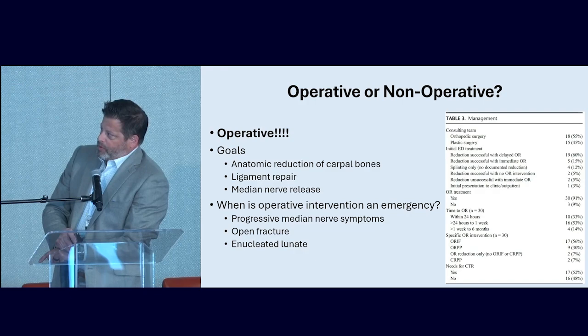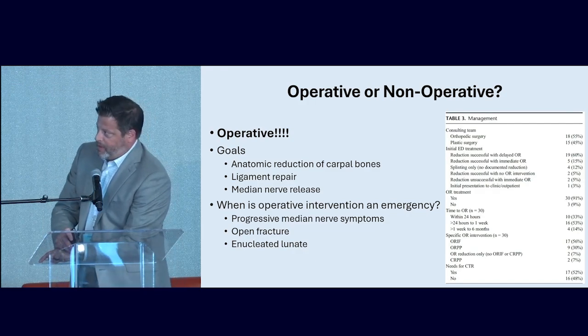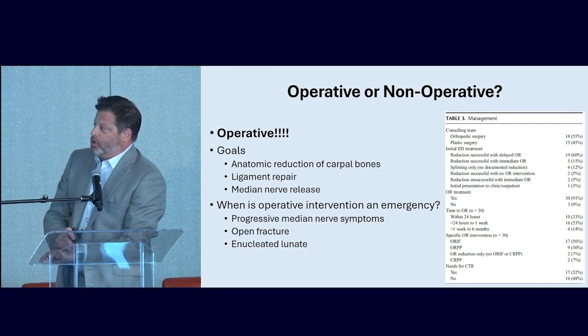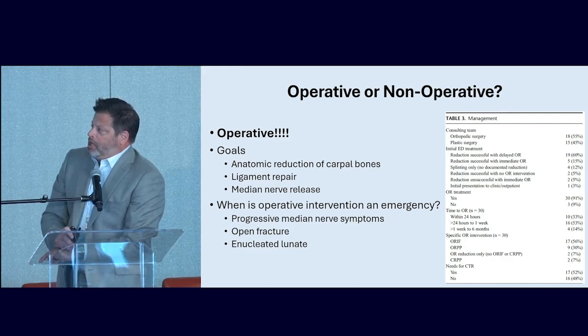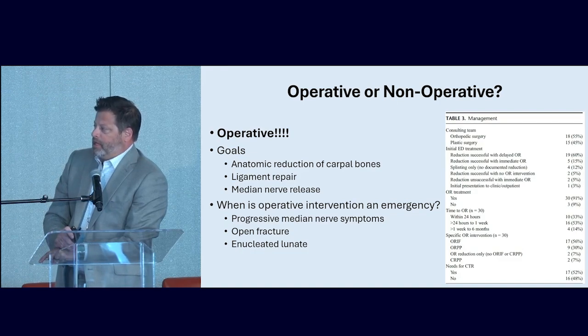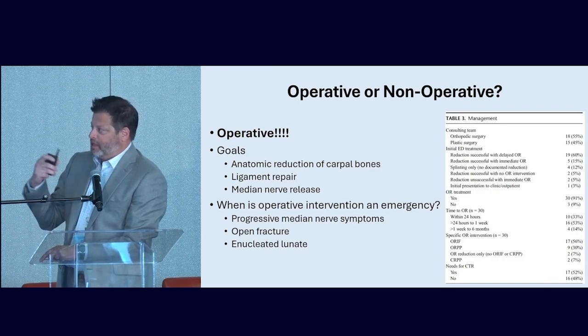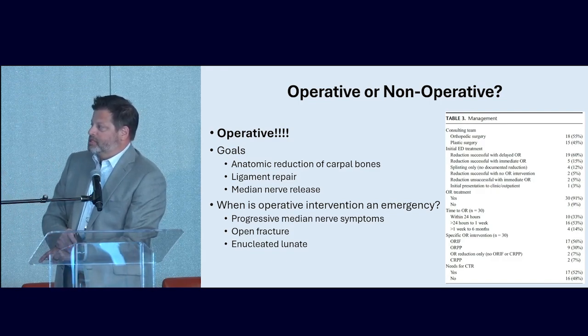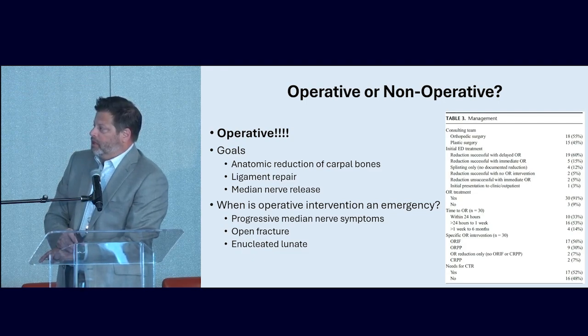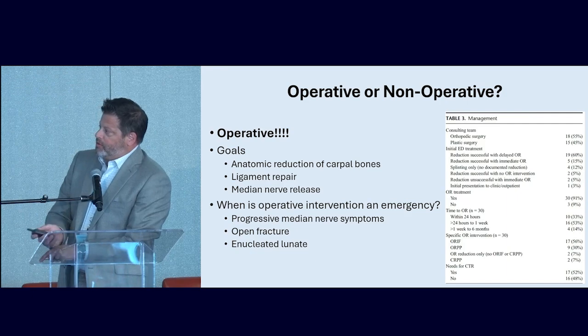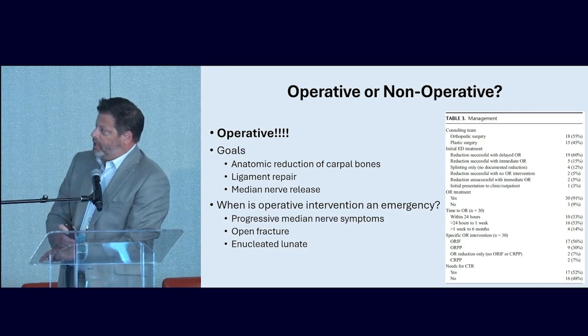So operative or non-operative, I don't think there's much debate here. I think operative is really the goal here. You want to anatomically reduce the carpal bones, repair the ligaments, release the median nerve. When is it an emergency? Again, it seems like these come in the middle of the night. They all seem to have median nerve symptoms, and they all seem to be emergent, and some that we can reduce quickly and get them splinted and get them hanging, we can maybe keep them till the morning, but oftentimes not. But also the ones that have come in with those enucleated lunate, as I showed you before.